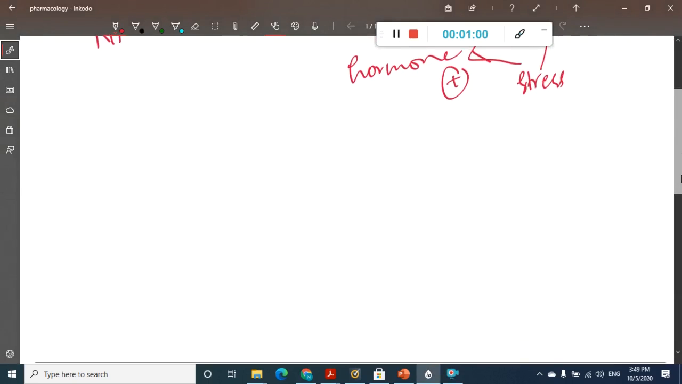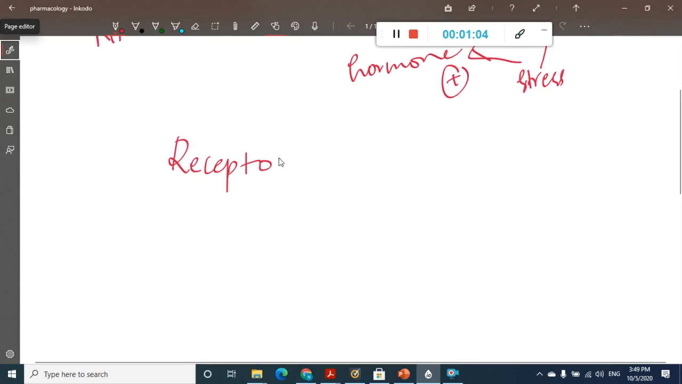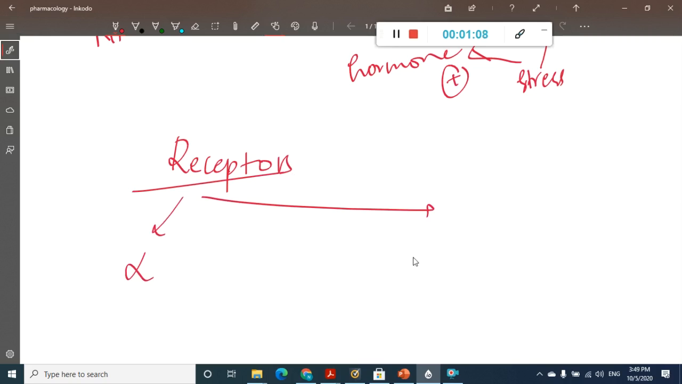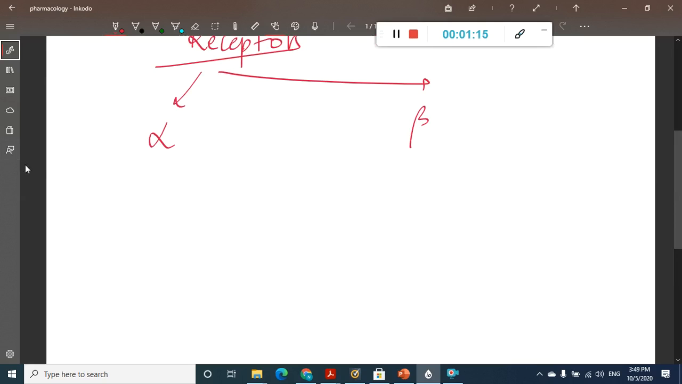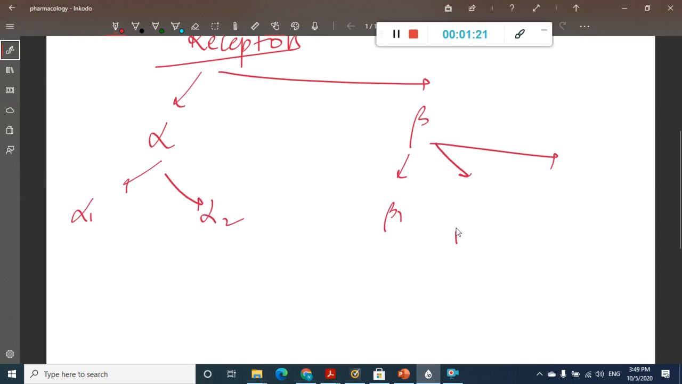Now what do we have to learn? First we will see the receptors of the adrenergic system. We have two different types of receptors: alpha receptors and beta receptors. These alpha receptors are again of two types: alpha 1 and alpha 2. The beta receptors are of three types: beta 1, beta 2 and beta 3.